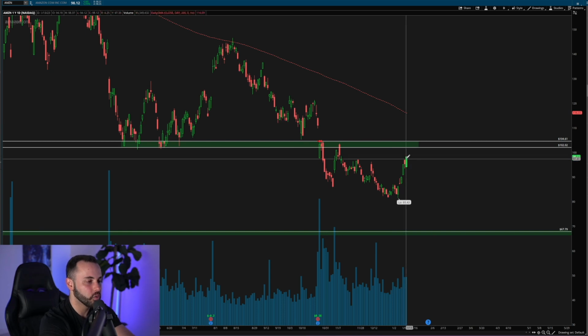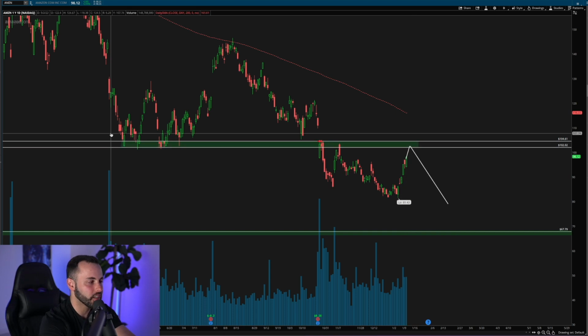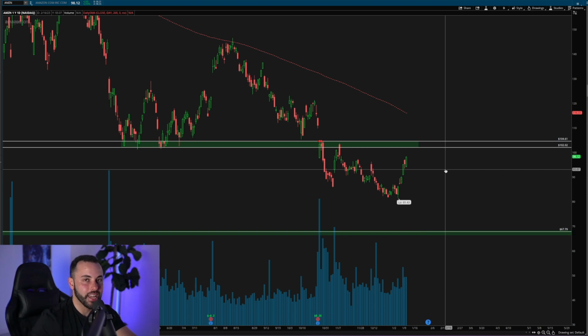So do we get a push into that 100 area? If we get that rejection on the S&P 500 and on the NASDAQ, this could be a fantastic place to play a rejection on Amazon at this 100 area. This is absolutely something that I am watching next week. Now, the reason I bring it up, once again, the big levels is because you can play them both ways.